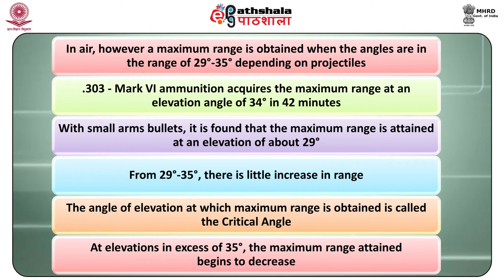In air, however, a maximum range is obtained when the angles are in the range of 29 degrees to 35 degrees, depending on projectiles. Point 303 Mark 6 ammunition acquires the maximum range at an elevation angle of 34 degrees 42 minutes. With small arms bullets, it is found that the maximum range is attained at an elevation of about 29 degrees. From 29 degrees to 35 degrees, there is little increase in range. The angle of elevation at which maximum range is obtained is called the critical angle. At elevations in excess of 35 degrees, the maximum range begins to decrease.